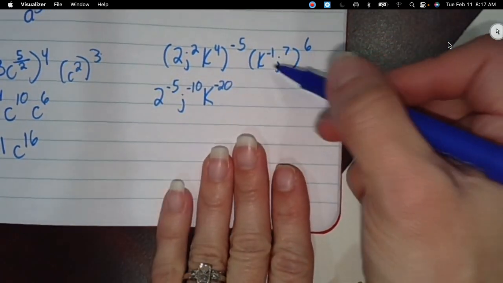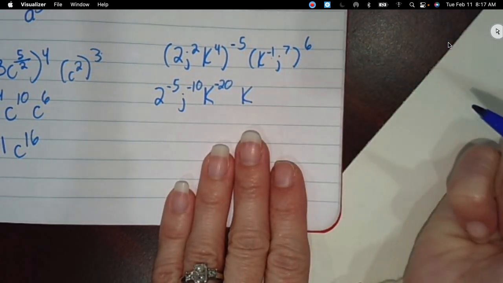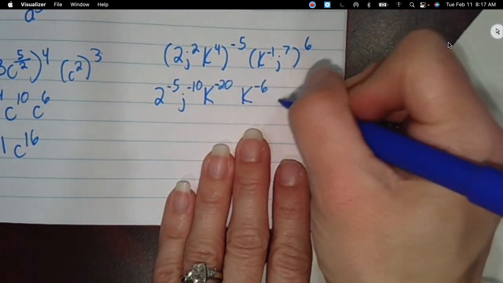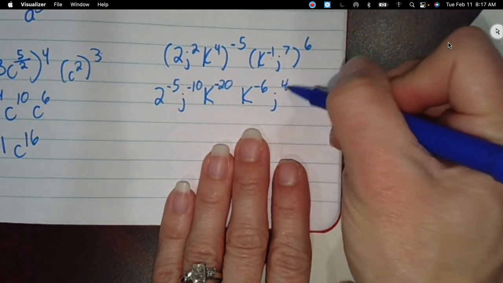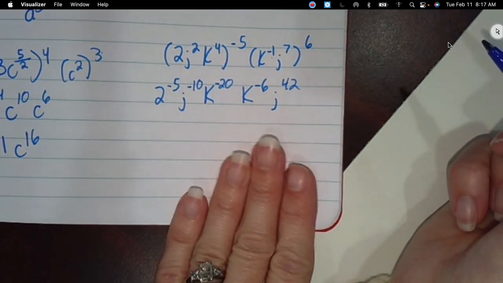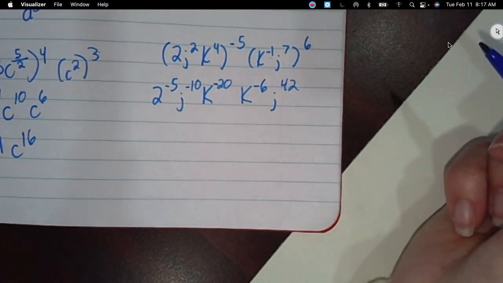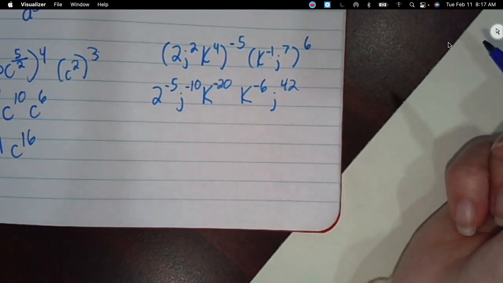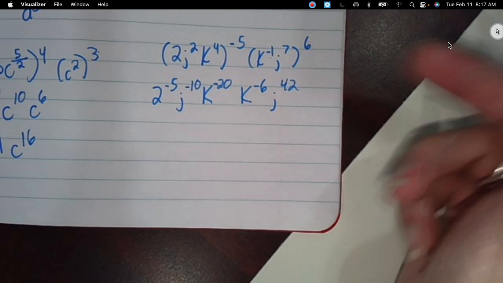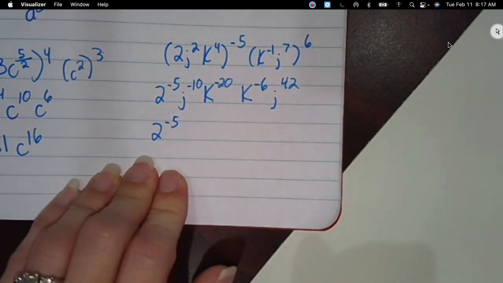Now over here, I don't have a number out front, so it's going to be k to the, what's -1 times 6? -6. And then j to the 7 times 6 is 42. Okay. Now, let me combine, what goes together on this before I say it? What goes together? The J and the K. Yeah, the J's go together and the K's go together. So let's look at the J's. Let me just bring down my 2 to the -5th for now.